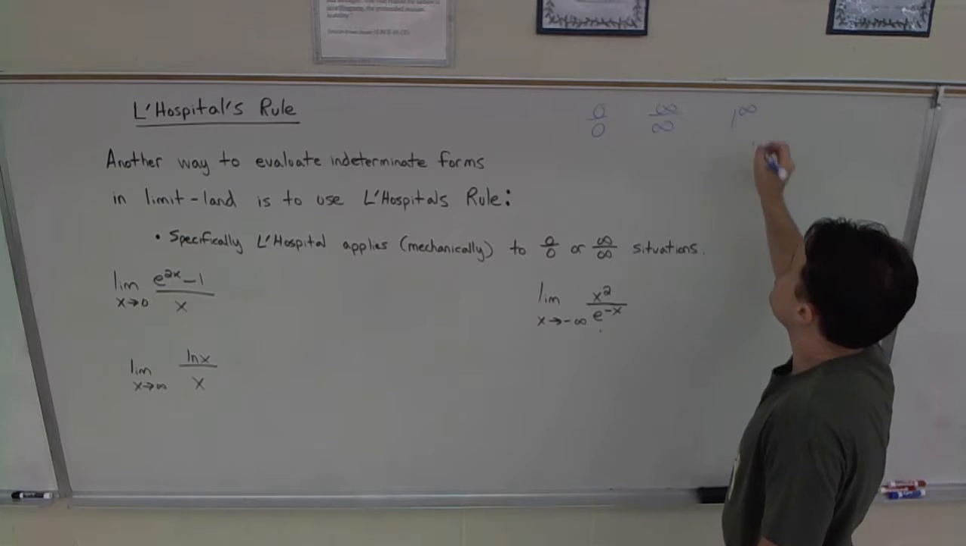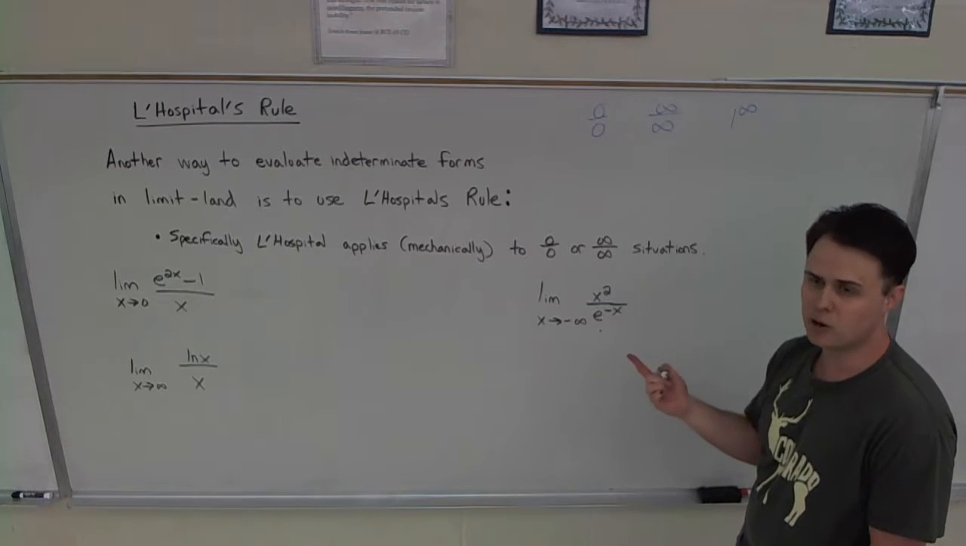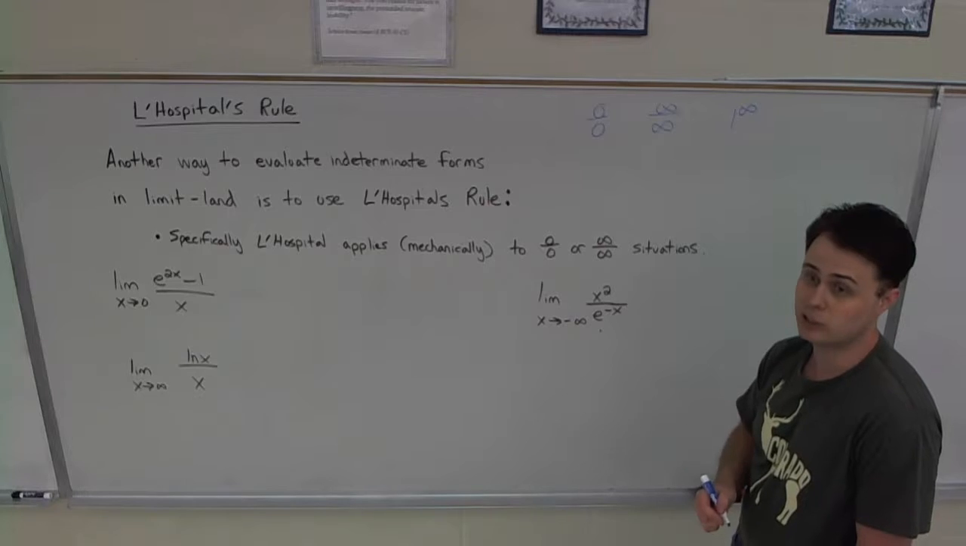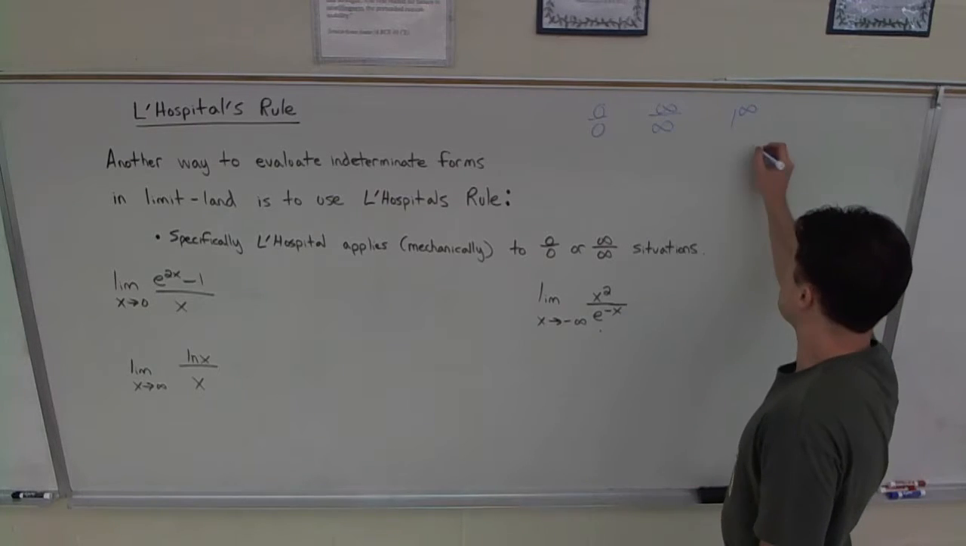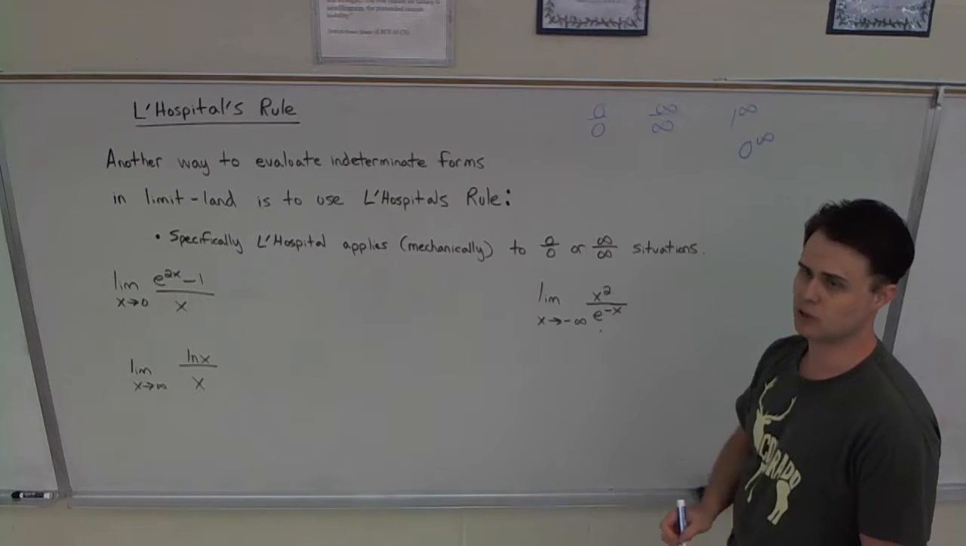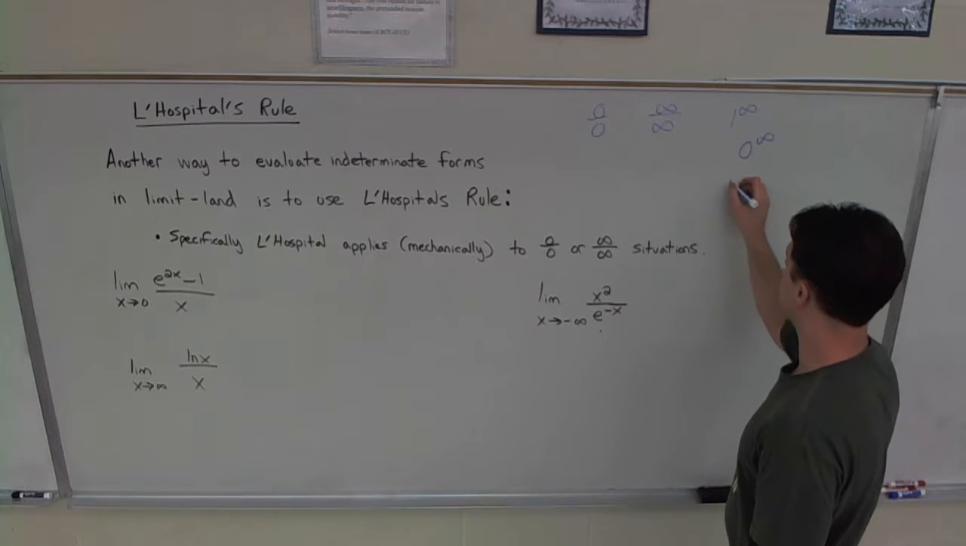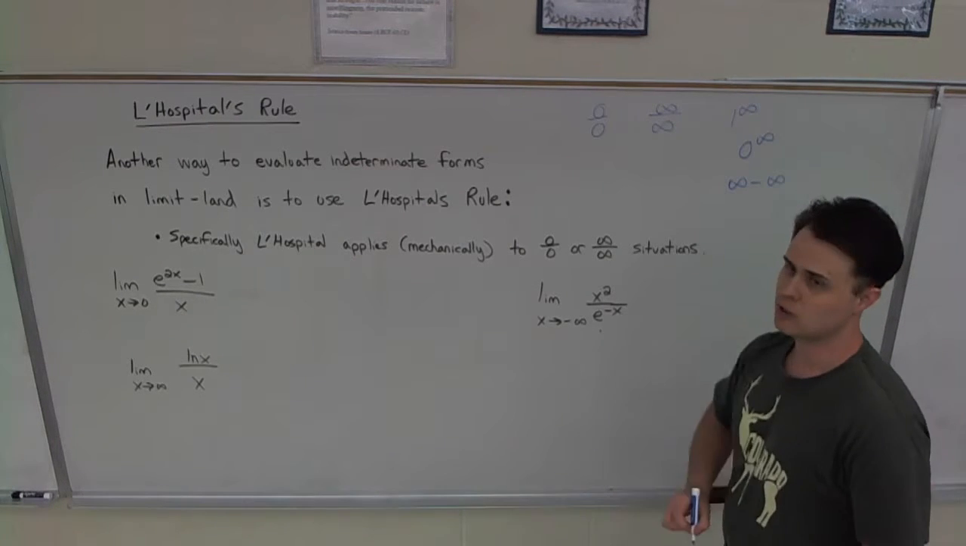For instance, 1 to the infinity. 1 to any other power is 1, right? But 1 to the infinity can be different things. Also, 0 to the infinity can be different things. And another real big classic is infinity minus infinity.